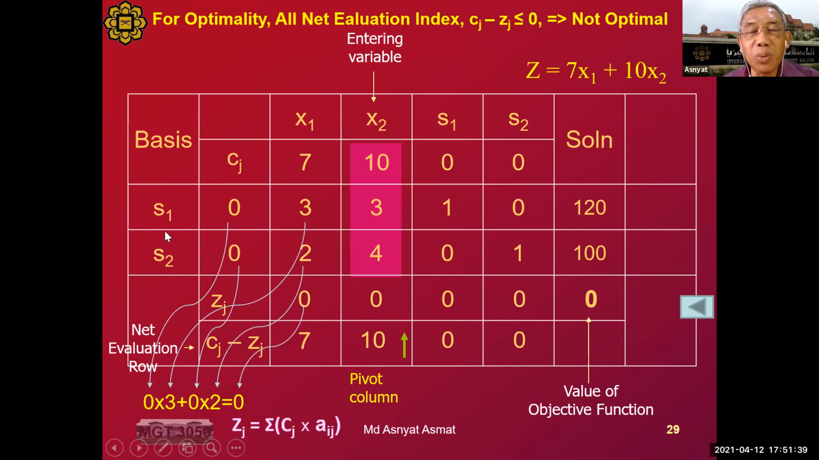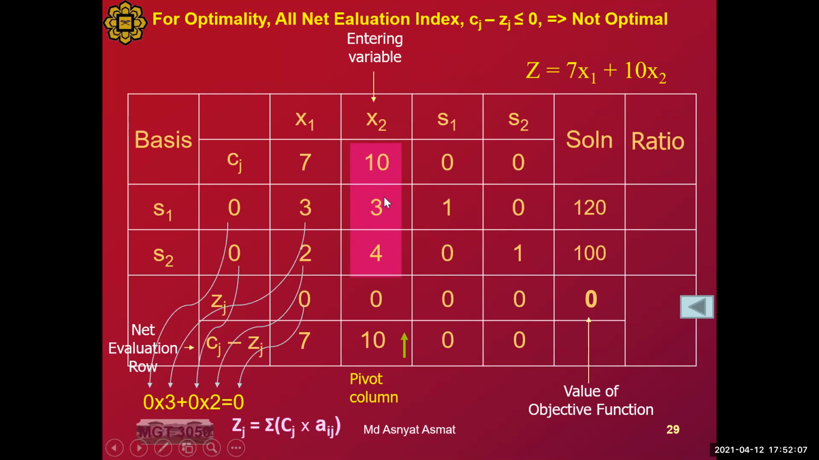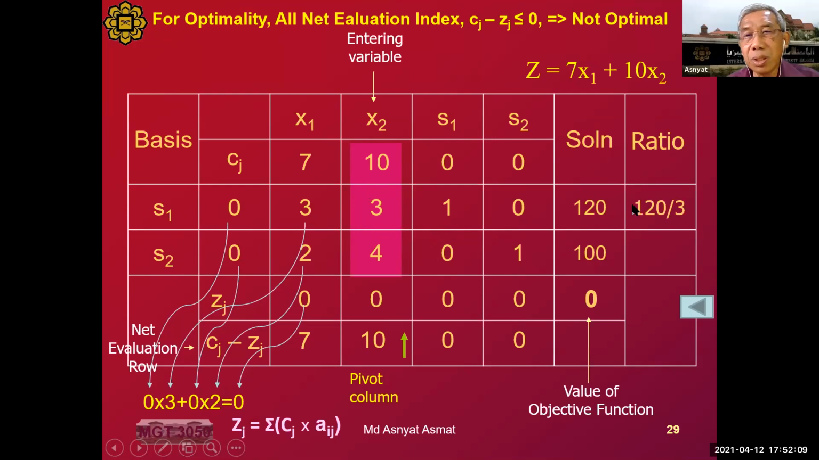So how do we determine which one has to go? Then we calculate what we call the ratio. We are going to determine which of these, S1 or S2, has to go. So let's find the ratio. How to calculate the ratio? Solution divided by pivot column coefficient. I repeat, solution divided by pivot column coefficient.